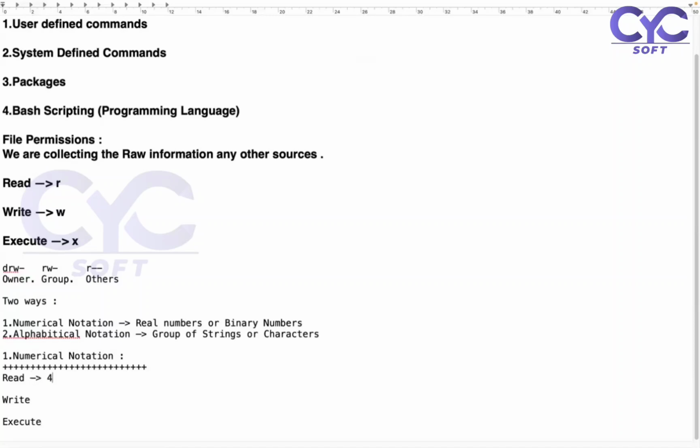Read stands for 4, write stands for 2, and execute stands for 1. Okay, so these are the standard values. Read stands for 4, write stands for 2, execute stands for 1. In total, we need to get 7 if we want all the permissions. For this, we have to do a mathematical calculation.